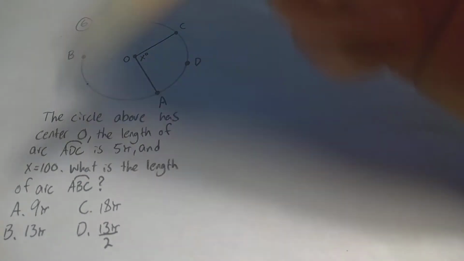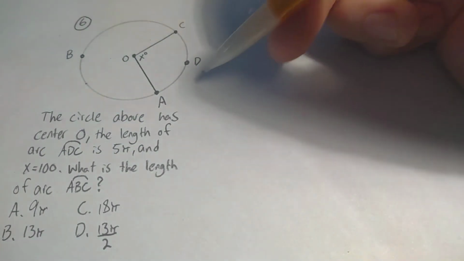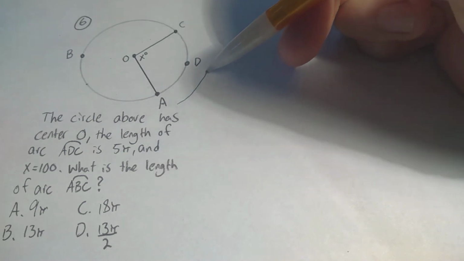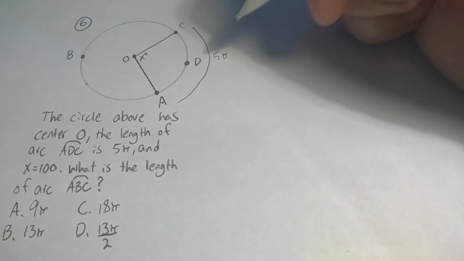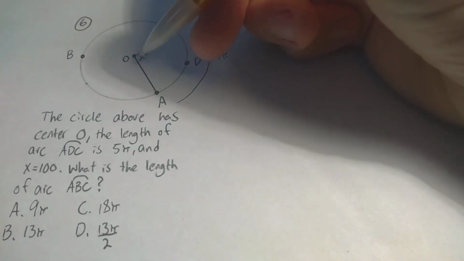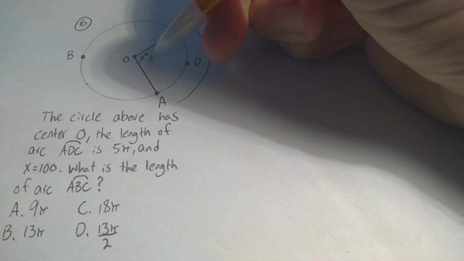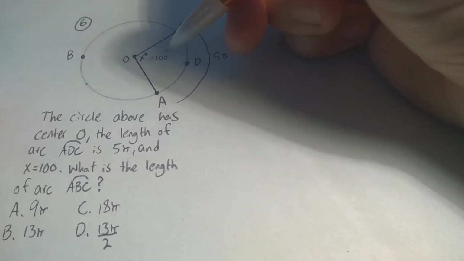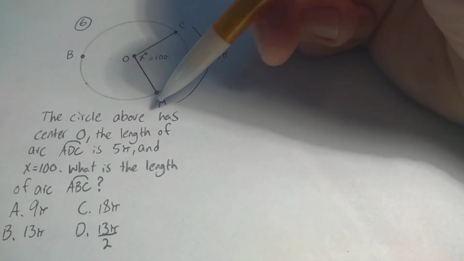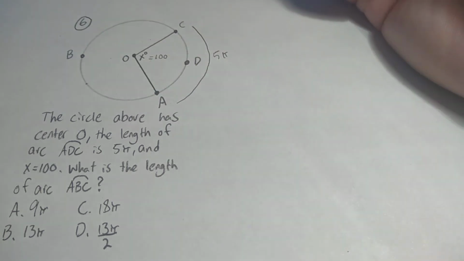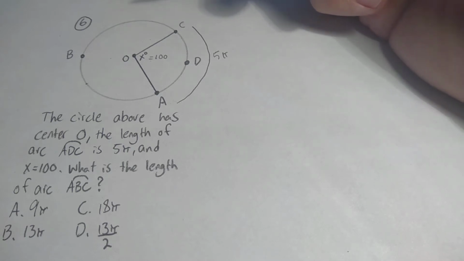Okay, so first let's figure out what they want. Circle above us, center O. Length of arc ADC is 5 pi. And x is 100, right? They didn't put that in the picture. What is the length of arc ABC? Okay, so they want this thing right here. Well, in order to find out what that is, let's measure it.